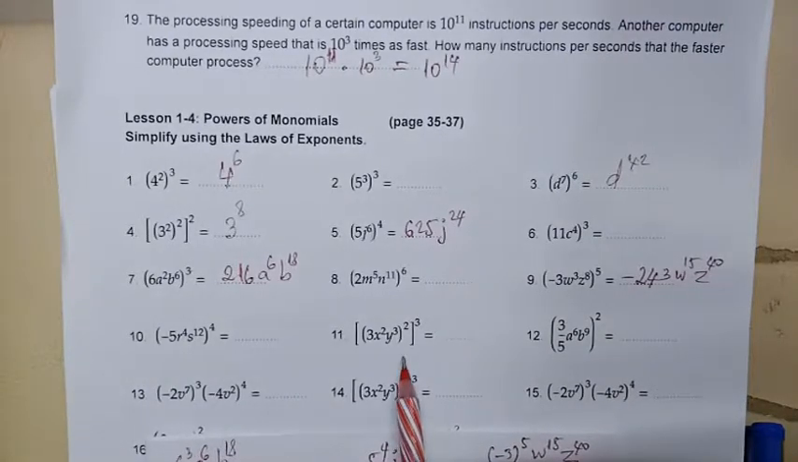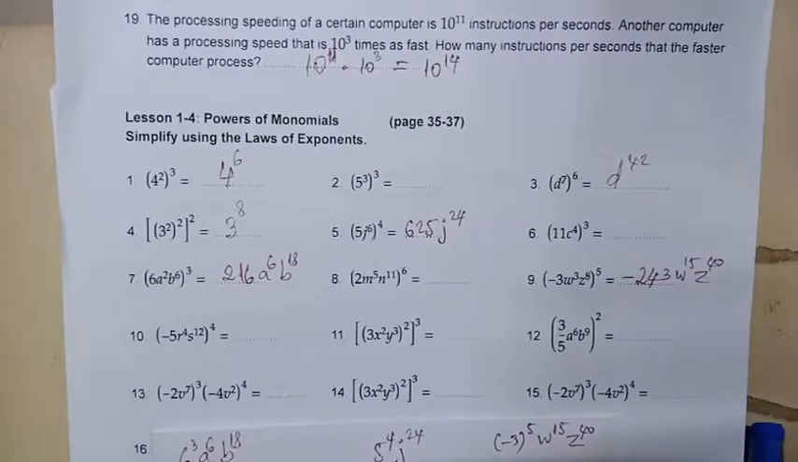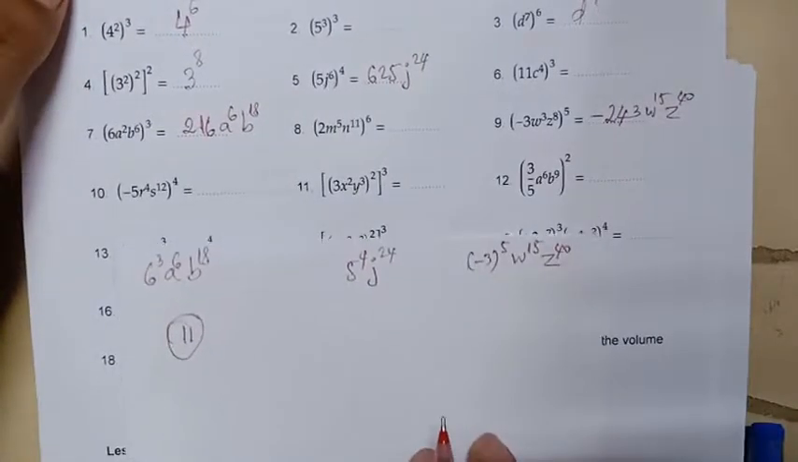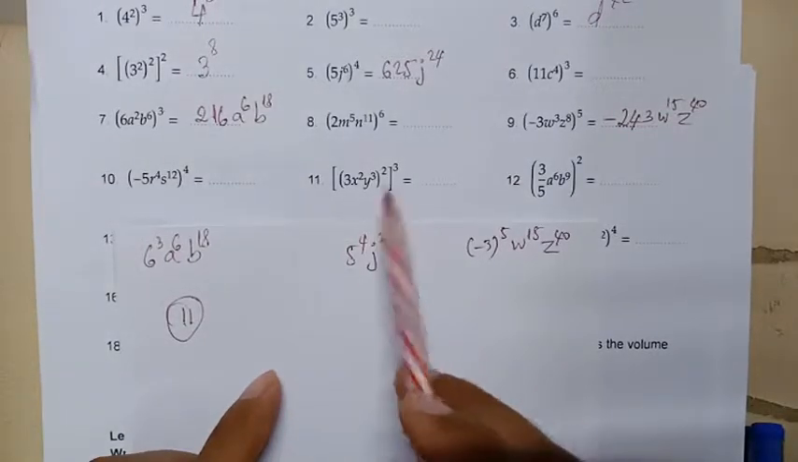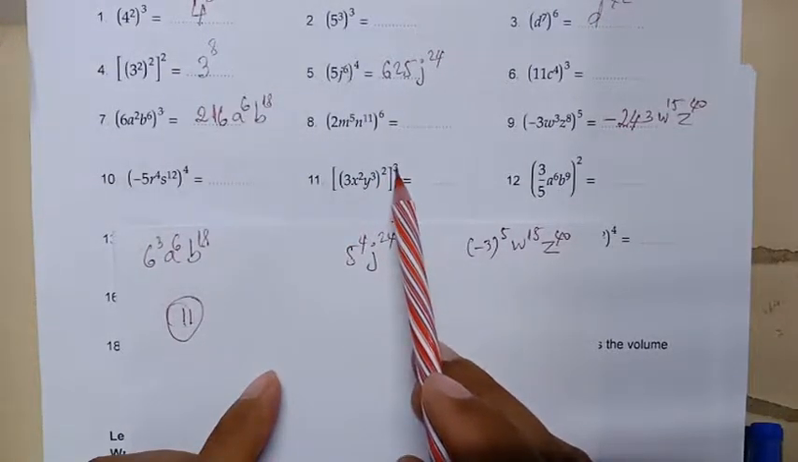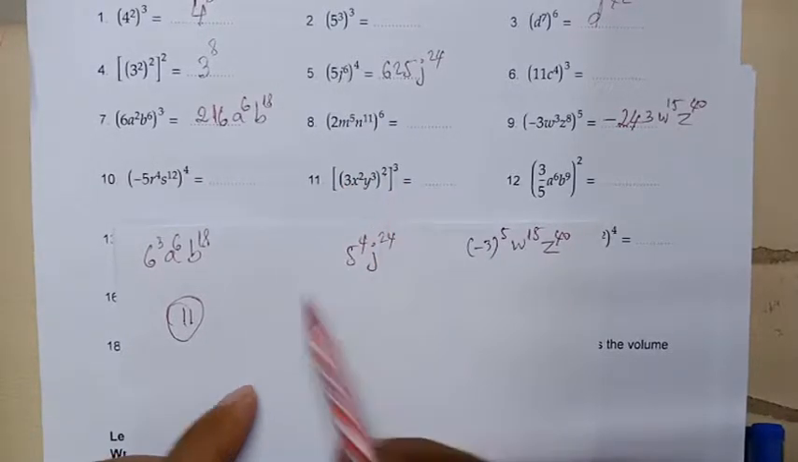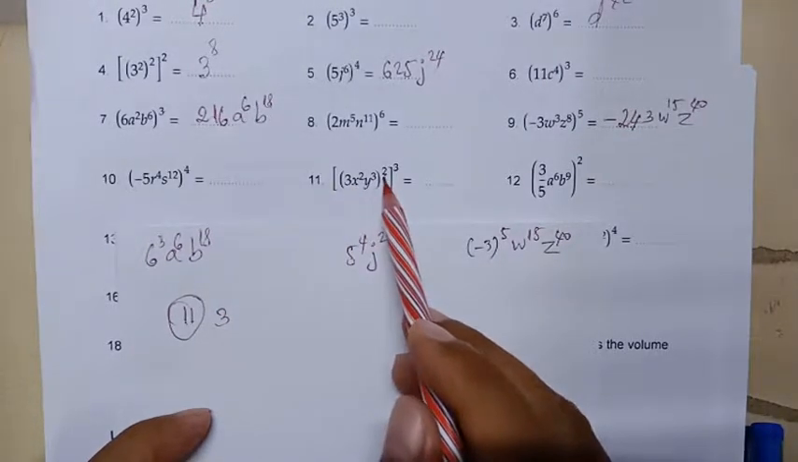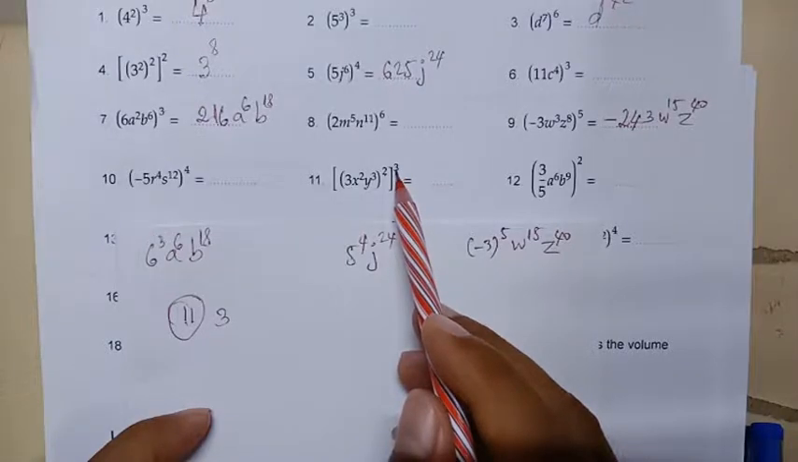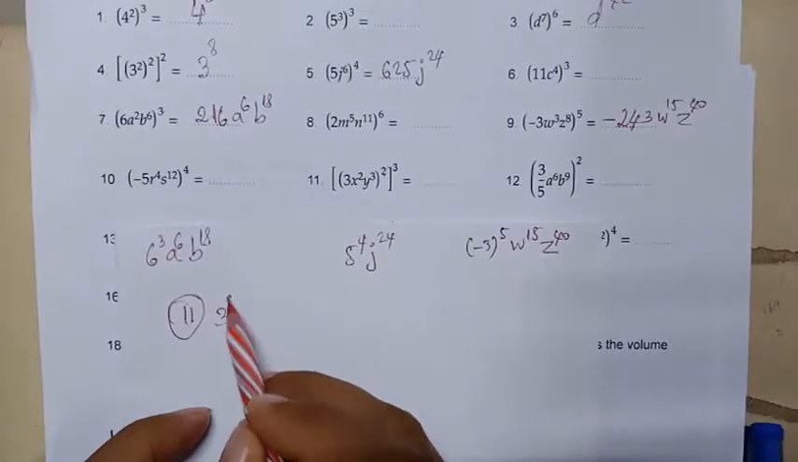Let's try number 11. Now in number 11, you have all of this raised to the 3rd with this parenthesis. So which means that for the 3, it has exponent 2 and exponent 3. So these exponents work together. You have 3 raised to the 6.